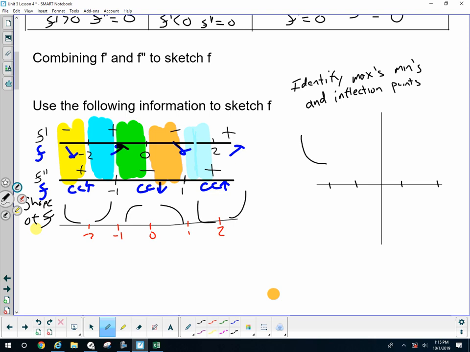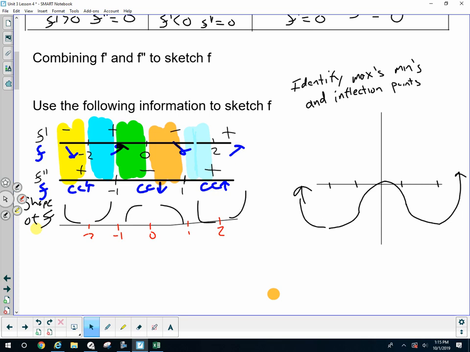Until -2, I'm decreasing concave up, increasing concave up, point of inflection, increasing concave down, I'll have a max, decreasing concave down, I'll have a point of inflection at 1, decreasing concave up until 2, I have a min, and then up. Now, exactly where this is located, I don't know. Maybe all of these pieces are actually down here. Maybe we're actually going down more, coming up less. That stuff is not important. It's more of an understanding of the shape.